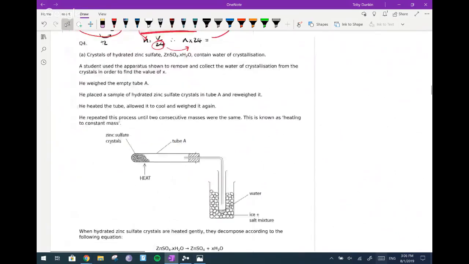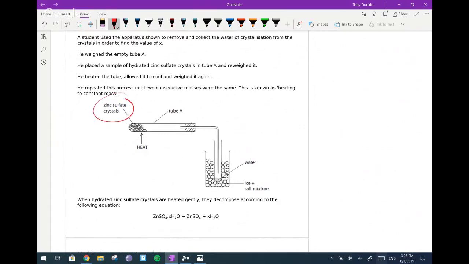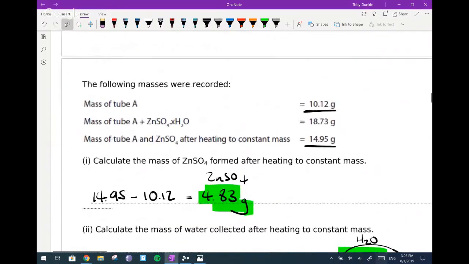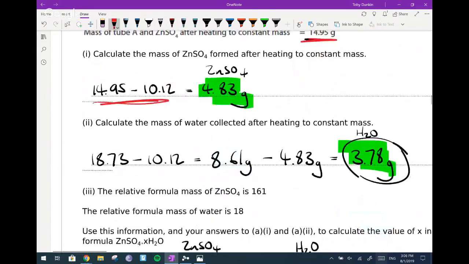Next question is on water crystallization. So they've taken a sulfate crystal that has an unknown amount of water. Right? They heat the mass of the tube empty, the mass of it plus the hydrated salt, and the mass of the tube after heating. Right, calculate the mass of the sulfate formed after heating. Well, that's the mass after heating minus the mass of the tube. Relatively straightforward.